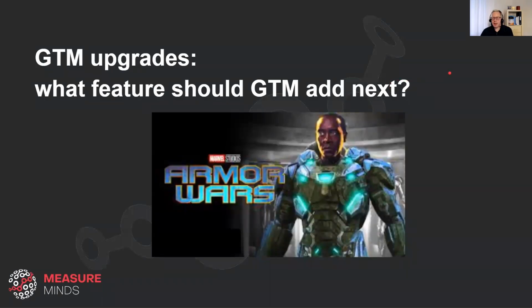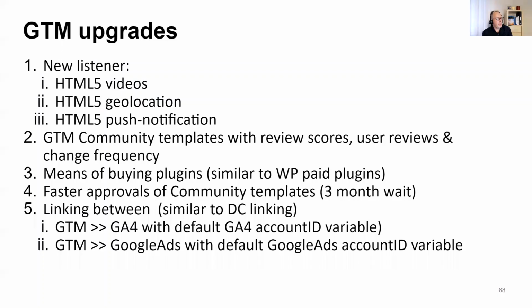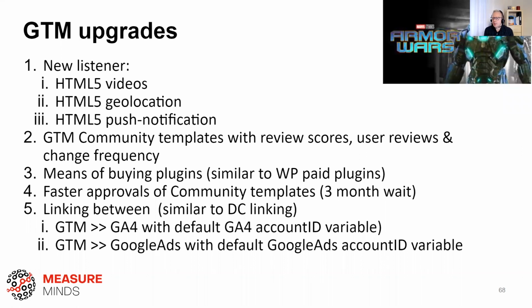And we've still got a few minutes left. So in terms of once the bugs are fixed, what do I think Google should be working on next? I wish they had HTML5 video tracking as a native solution rather than custom HTML. A geolocation listener would be great. A push notification listener would also be really handy. And I think the community templates are really missing review scores, user reviews and change frequency, in the same way that Drupal modules show you the number of installs, an indication of usage, and whether something is maintained or not.